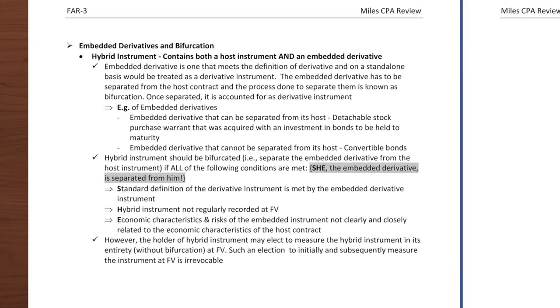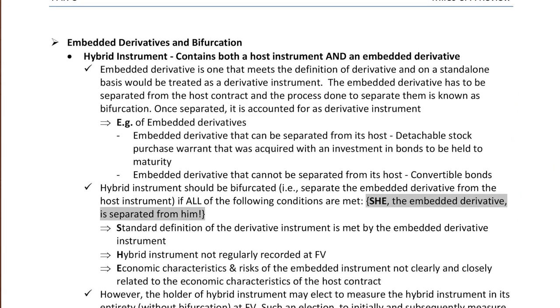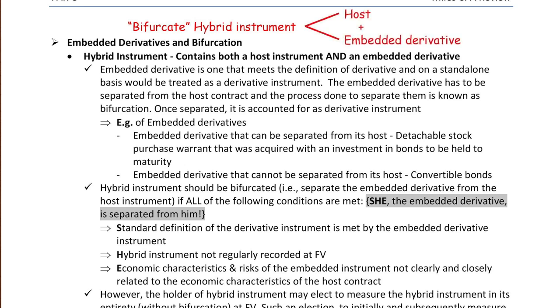On page 20, we are talking about hybrid instruments which comprise a host instrument and an embedded derivative. And your job as CPAs is going to be to bifurcate the hybrid instrument. So bifurcate the host and the embedded derivative.